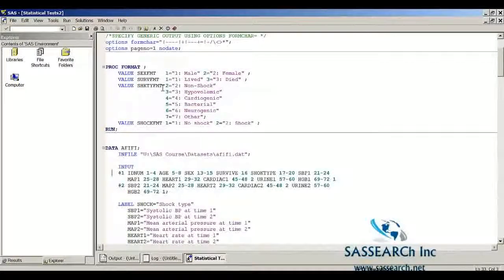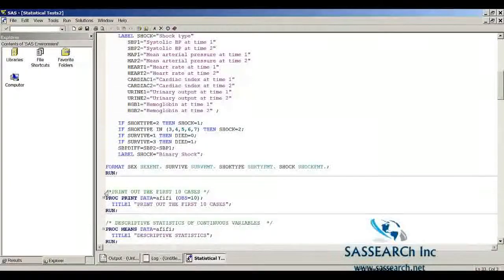Just so you know what each level of shock represents, 2 stands for non-shock, 3 stands for hypovolemic shock, 4 stands for cardiogenic shock, 5 stands for bacterial shock, 6 stands for neurogenic shock, and 7 stands for some other kind of shock. So these are the format codes that we're going to be using with our data.